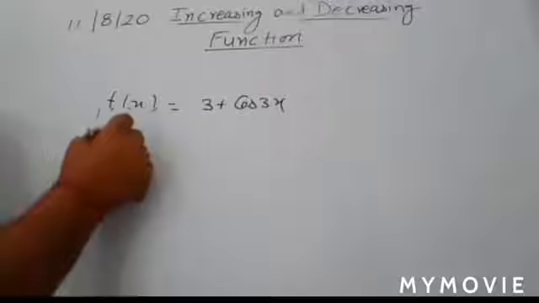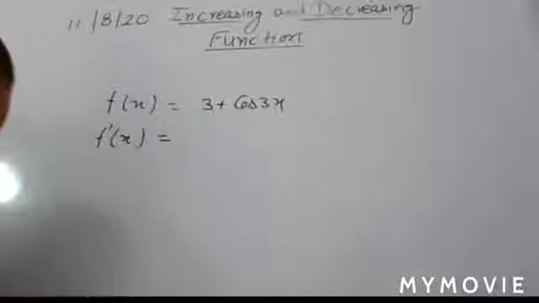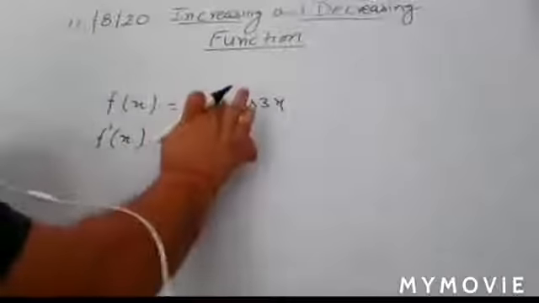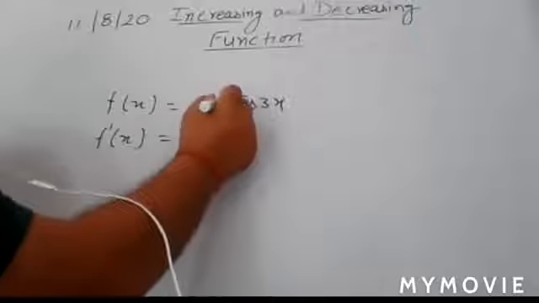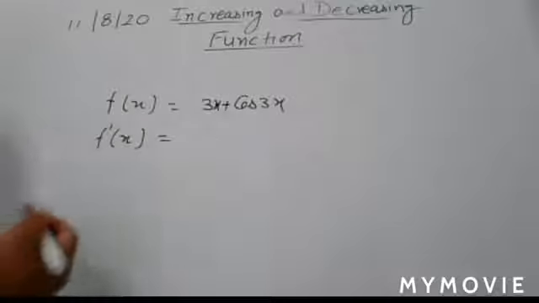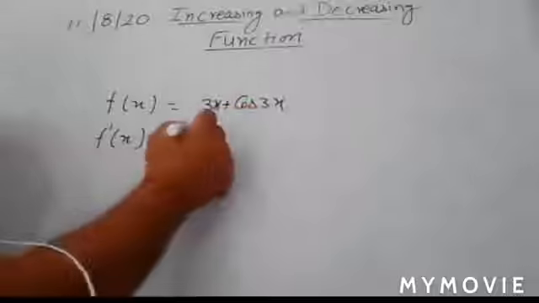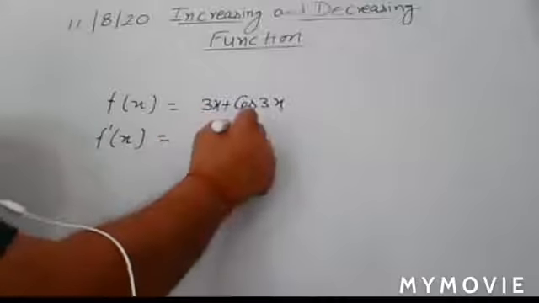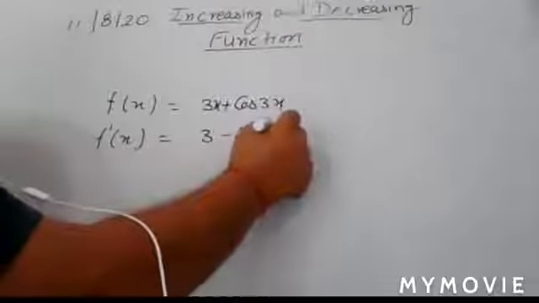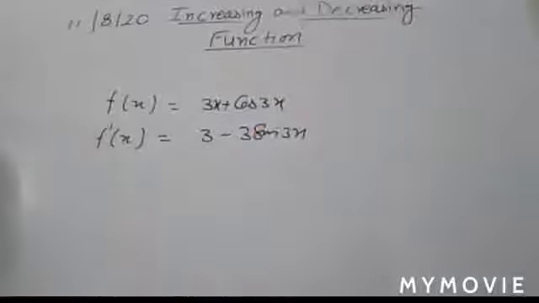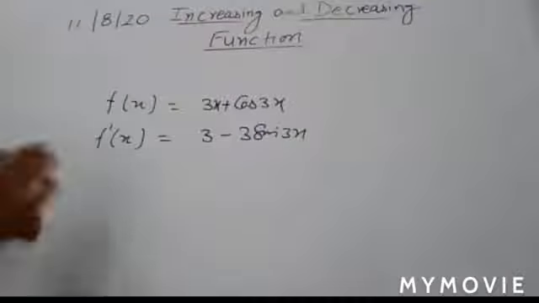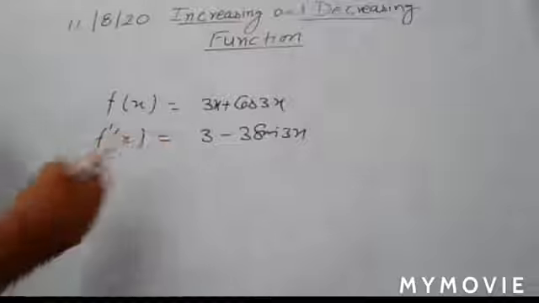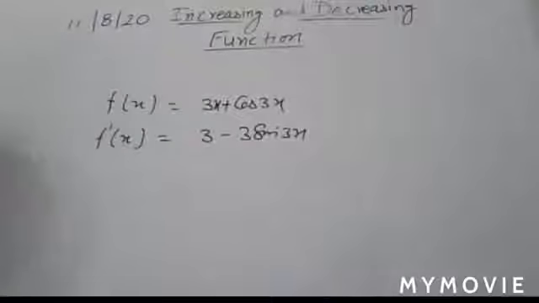So you have f'(x) is equal to, sorry, here you write 3x, not 3. Correct it: here you write 3x + cos 3x. If you differentiate, you have 3 - 3 sin 3x. Understand? You have to check whether the given function is increasing, that is, prove that the function is increasing on R.